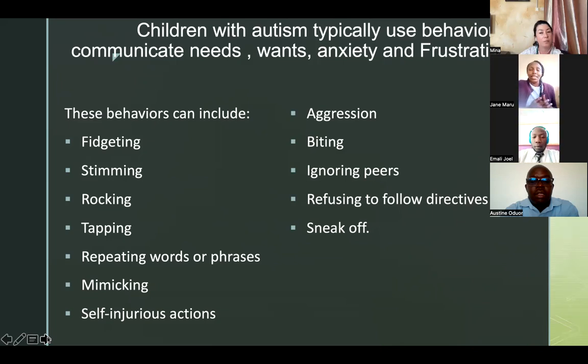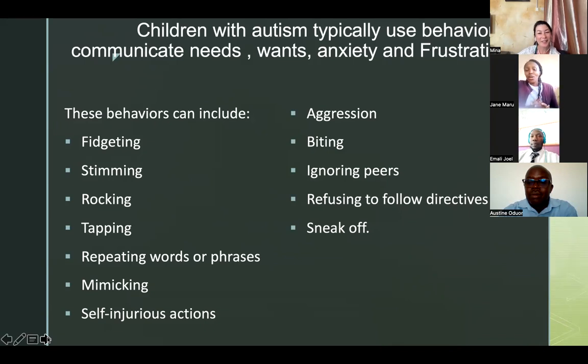So as we continue, I'll give you my experience working with children. We have said children with autism, yes, a child who has been, I'm trying to avoid saying autistic.